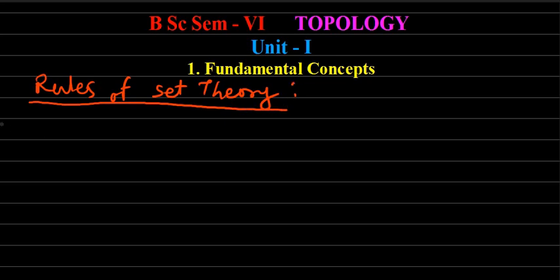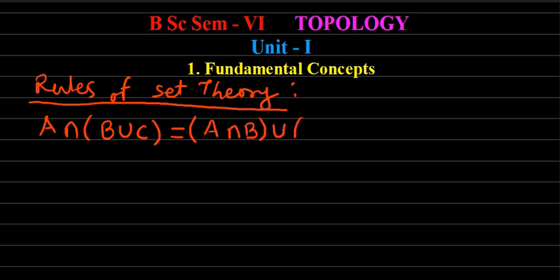First, if A, B, C are any three sets, then we have the distributive law. The distributive law is A intersection (B union C) is equal to (A intersection B) union (A intersection C). This is one of the distributive laws.